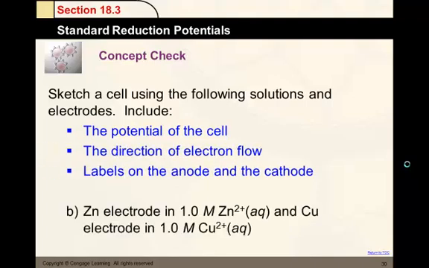Let's try this one. Zinc electrode in 1 molar zinc and copper electrode in 1 molar copper. So again, we're looking for zinc and copper. So let's find zinc. I'm going to look for, these are slightly more reactive metals. I see the zinc plus 2.